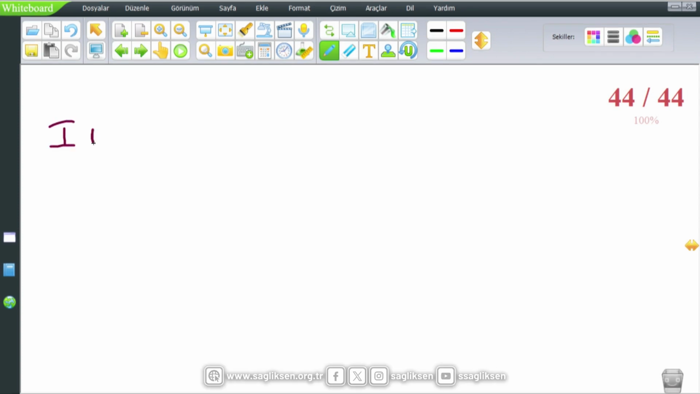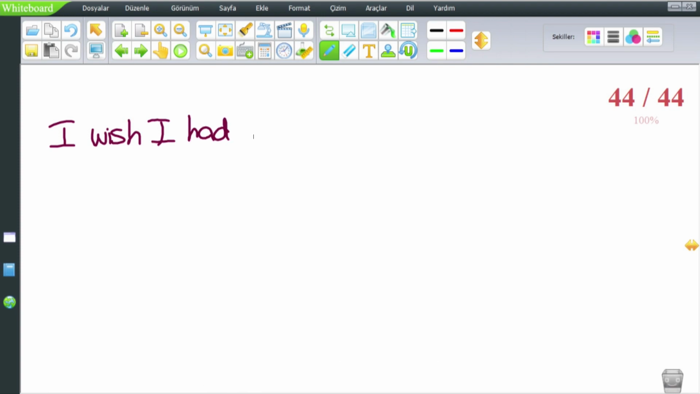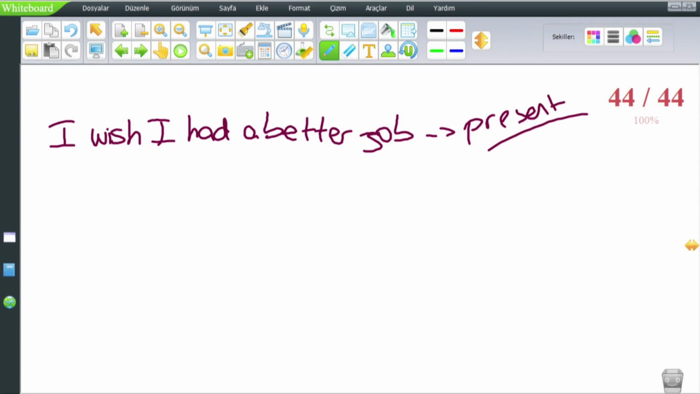I wish I had a better job. I don't need a time expression to tell that this is a wish for present, but it means that I don't have it. I don't have a better job.